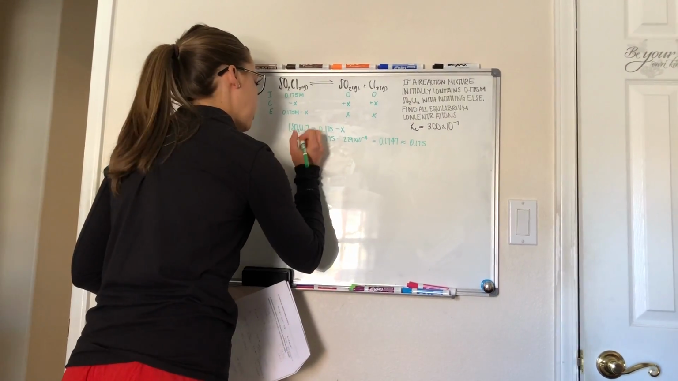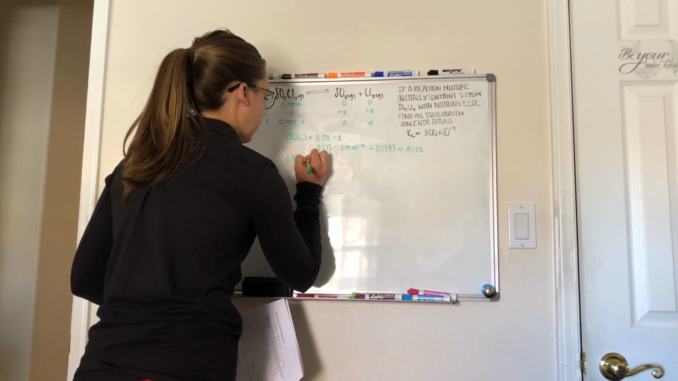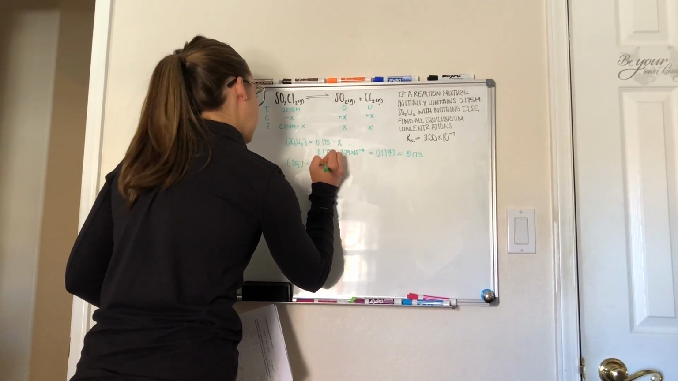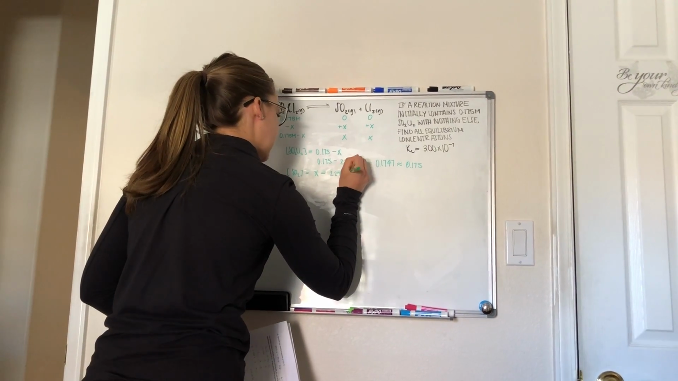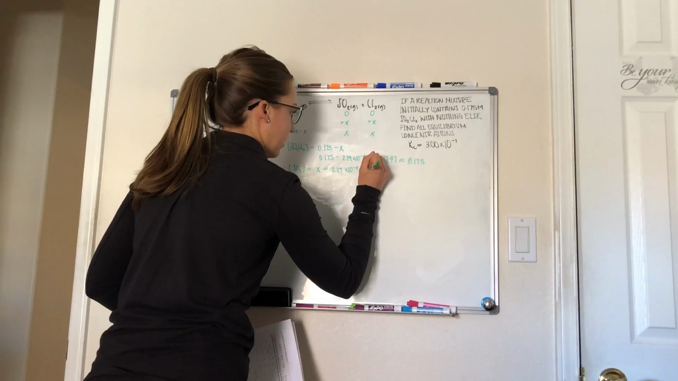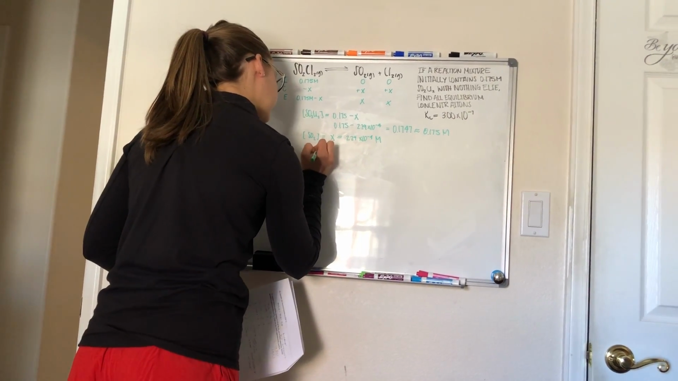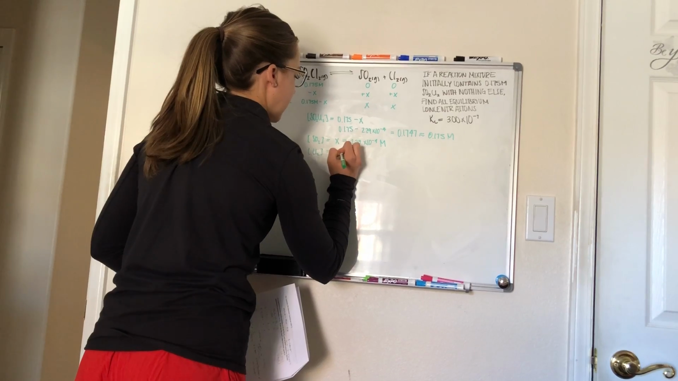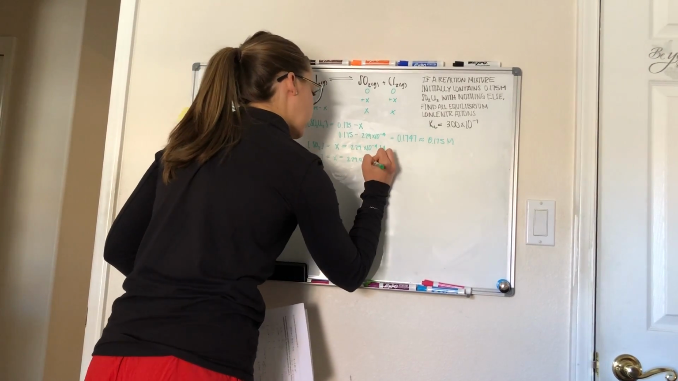And then we say our concentration of SO2 is going to be equal to just x, and that is 2.29 times 10 to the negative 4 molar. And that's a molarity as well. And then Cl2 is the same situation as SO2, 2.29 times 10 to the negative 4 molar.